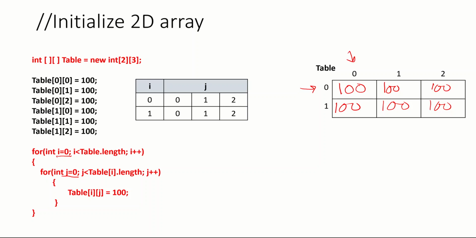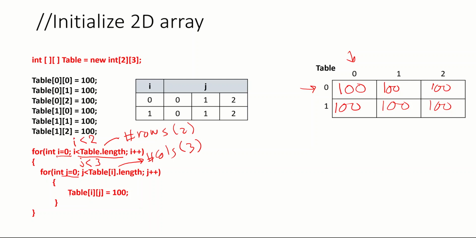We have to go up to the number of rows and up to the number of columns, which means I have to say table.length. This will represent how many rows we have, and table i.length will represent how many columns we have. So in our example, the number of rows will be 2, and the number of columns will be 3. And of course, you can just hard code the number of rows and columns. So you can say i is less than 2, or j less than 3, and this is fine as well.